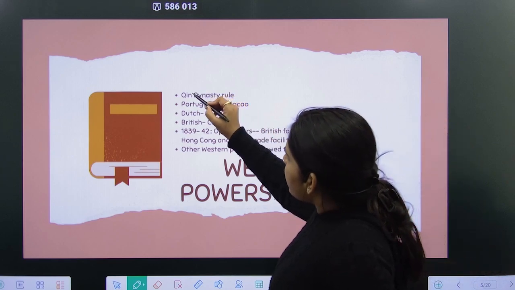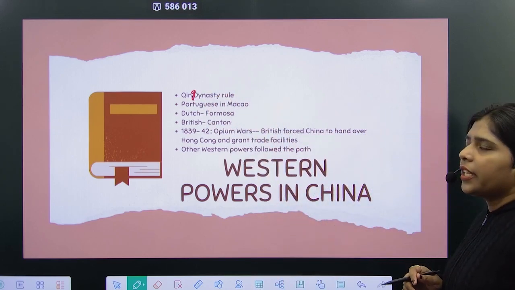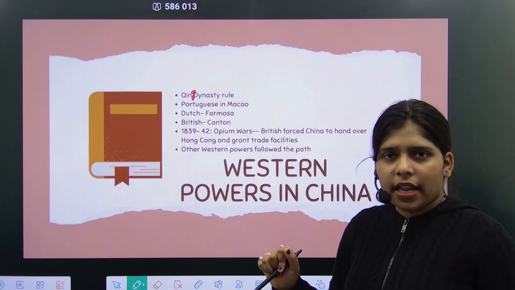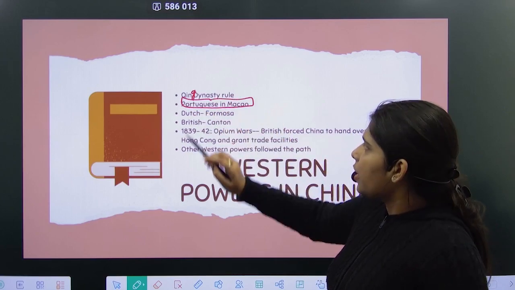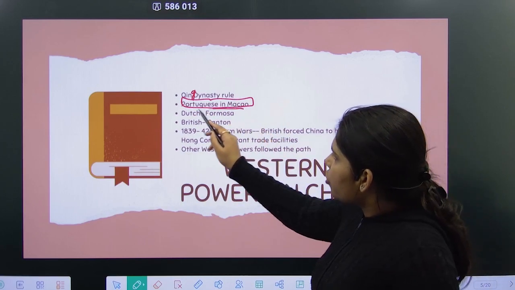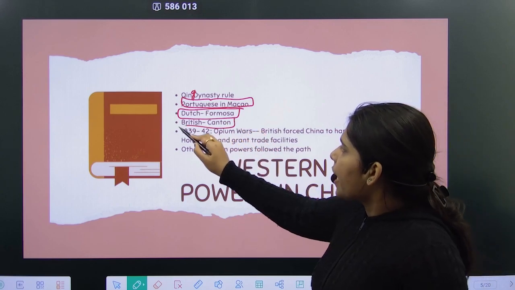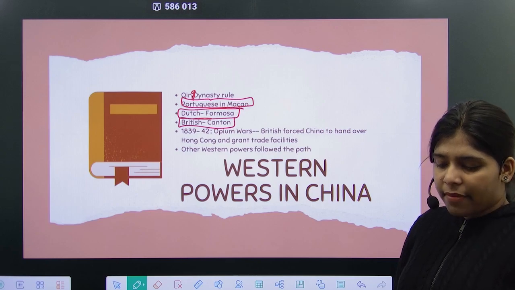This is not Chin, this is Qing with a G. So initially, Qing dynasty ruled in China. Now, I told you so many Western powers had their interest in China. One of these Western powers was Portuguese in Macau, Dutch had their base in Formosa, and British had their base in Canton. All right. So all of them had already set their base.